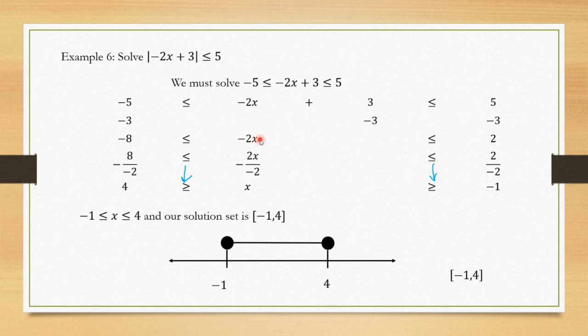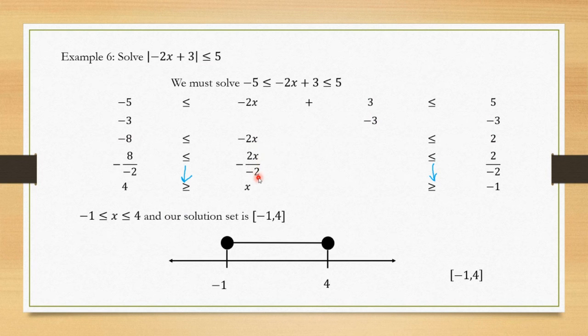So we get negative 2x here, that's less than or equal to 2. 5 minus 3 is 2. This 3 is gone. Negative 5 minus 3 is negative 8. So we have this compound inequality. Then we want to get x all alone. Well, we have to get the negative 2 out of there, right? How do we do that? Divide. So we divide everything by negative 2.